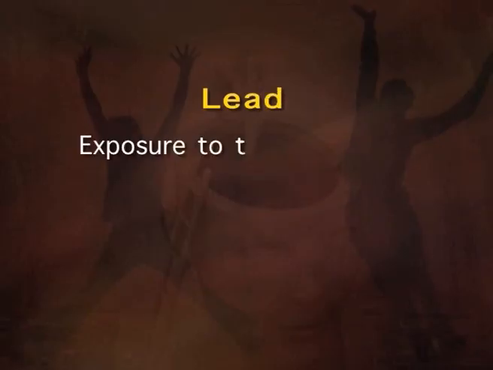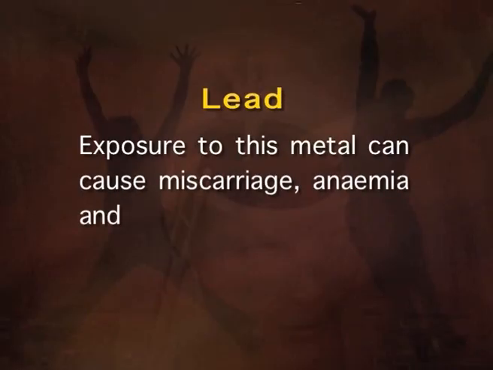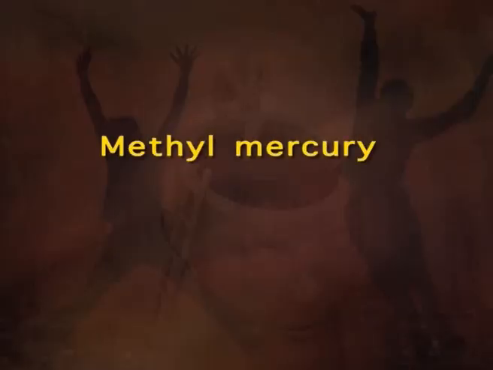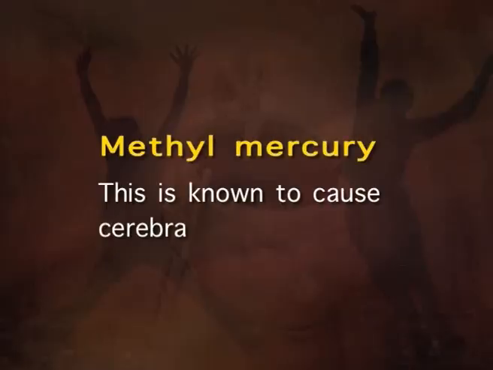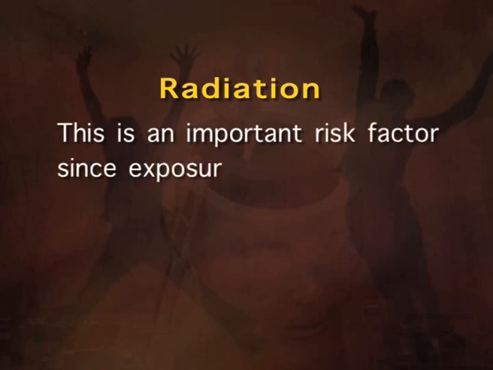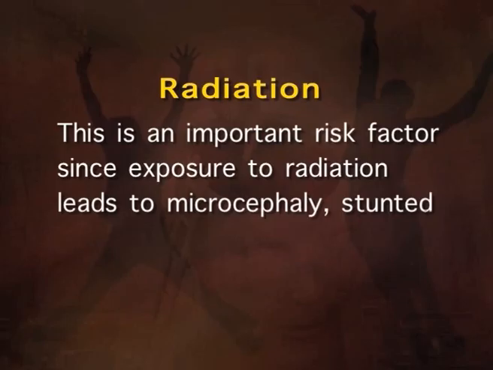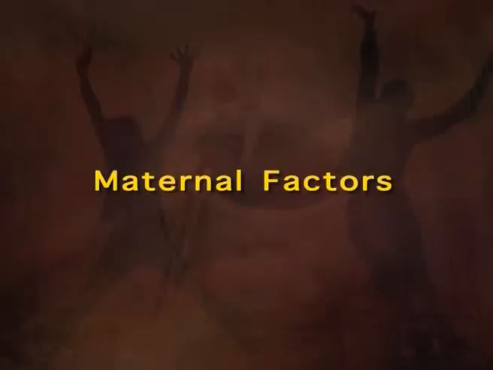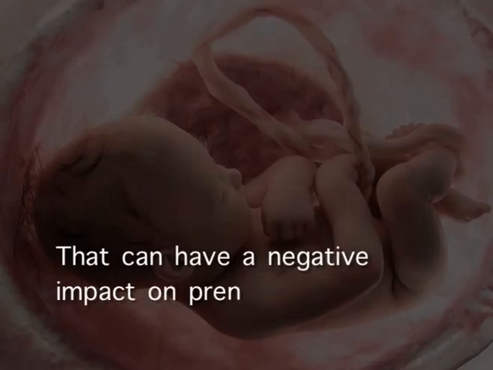Lead. Exposure to this metal can cause miscarriage, anemia and hemorrhage in the mother. And finally, we have methylmercury. This is known to cause cerebral palsy. Having looked at the drugs, now let's look at the second type of teratogen in this lesson, which is radiation. This is an important risk factor since exposure to radiation leads to microcephaly, stunted growth, leukemia, cancer and cataract. We have now looked at the different teratogens. Let's now proceed to look at some of the maternal factors that can have a negative impact on prenatal development.